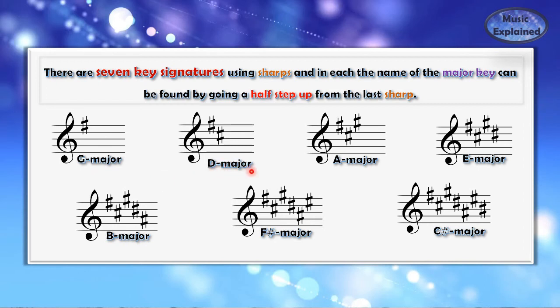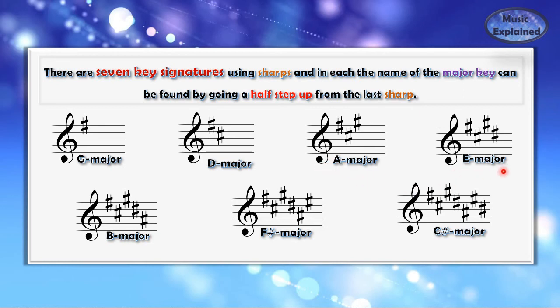D major. The last sharp is C sharp. If we go a half step up, it's going to be the note D, which indicates the name D major. A major. We have the last sharp, G sharp. If we go a half step up, it's going to be the note A, which indicates A major.